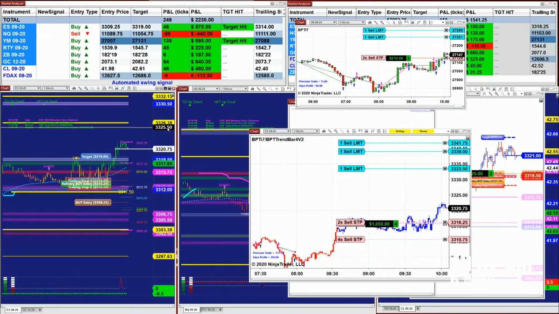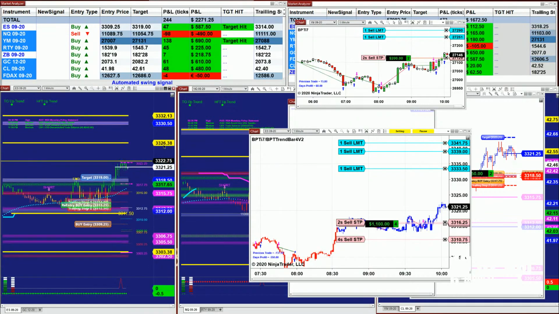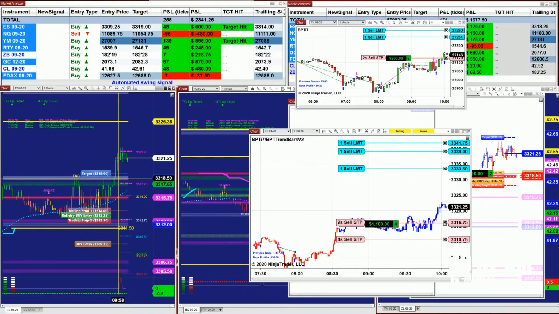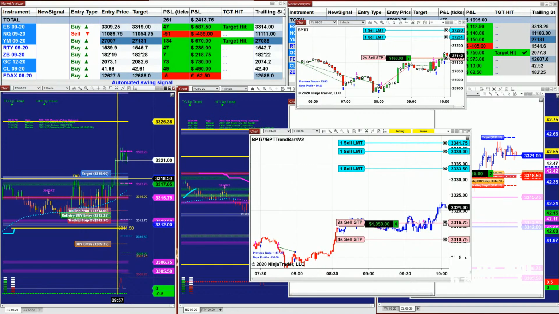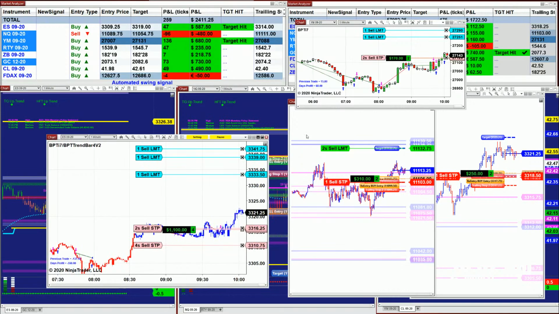So if we have a little pullback, most likely for the ES traders, this is your support area, 33.18, 25. This is your support area, folks. So if there's any pullback, it's going to hold at 33.18, 50 or 25. For the ones that follow us, please follow us on the sim. We're not responsible for your trades.